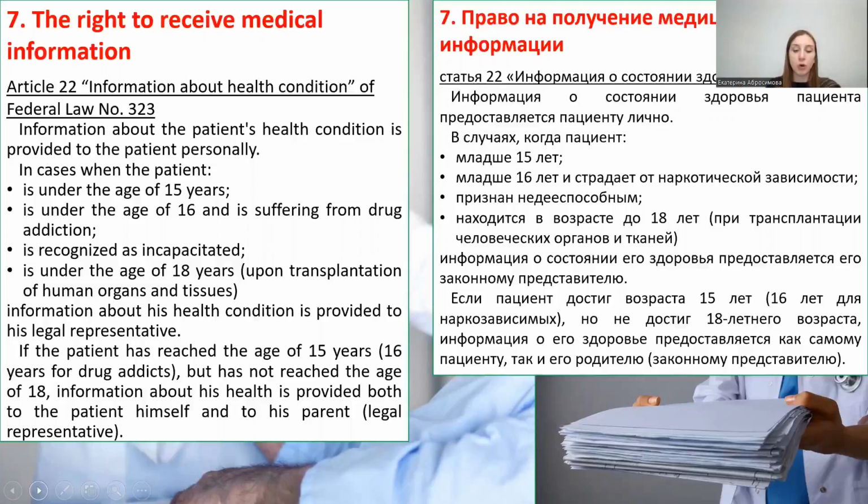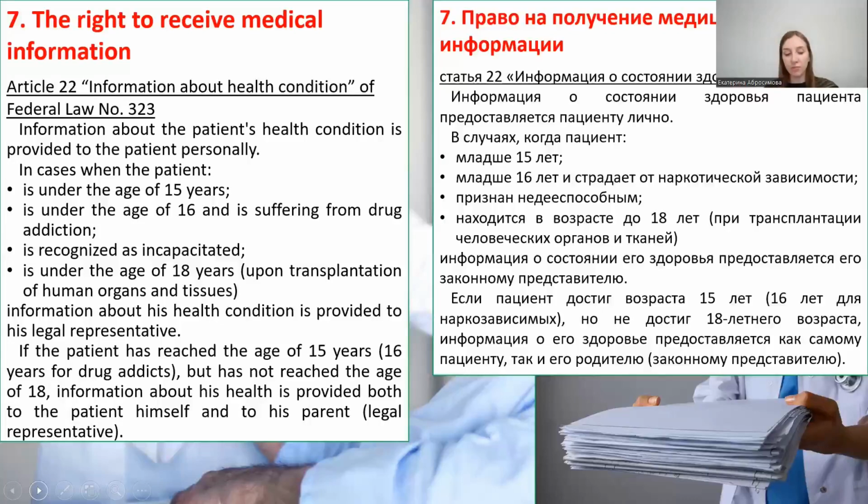In accordance with Part 2 of Article 22, these are situations when the patient is under the age of 15 years, is under the age of 16 years and is suffering from drug addiction, is recognized as incapacitated, or when the patient is under the age of 18 years upon transplantation of human organs and tissues. In addition, if the patient has reached the age of 15 years or 16 years for drug addicts, but has not reached the age of 18, then information about his health is provided both to the patient himself and to his parent, his legal representative. Health information cannot be provided to the patient against his will.